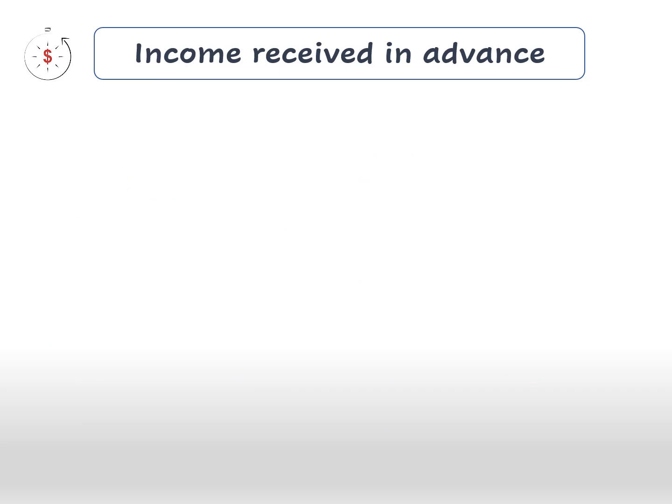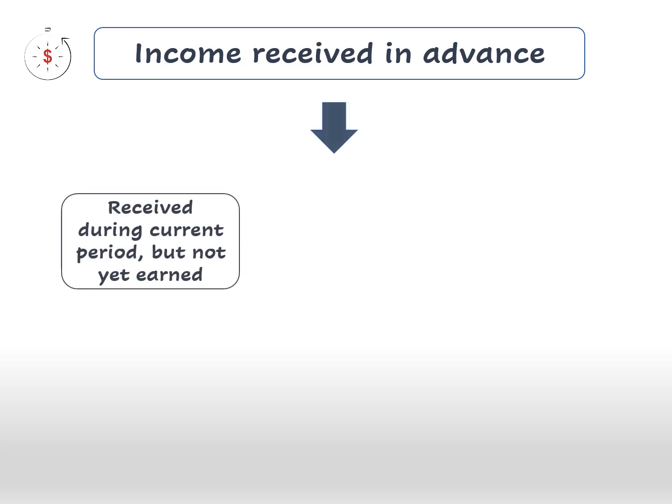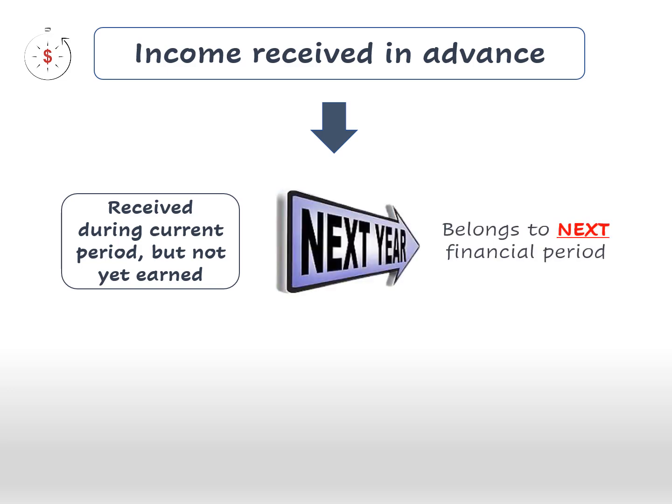Now we look at each of those adjusting journal entries separately. Income received in advance. So this tells you have received income in advance of earning that income. Remember, you recognize income when it is earned. So income received in advance means you've received income, but you have not yet earned it. So you've received it during the current period. You have been paid for the service or for the goods, but you have not yet sold those goods or delivered that service. So you have not yet earned that income.